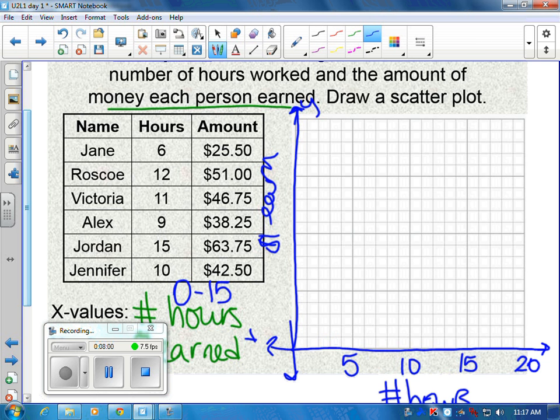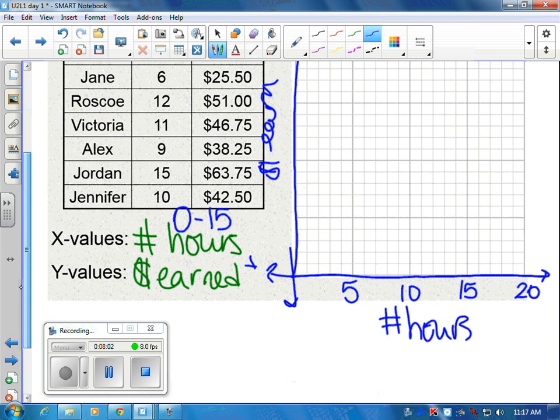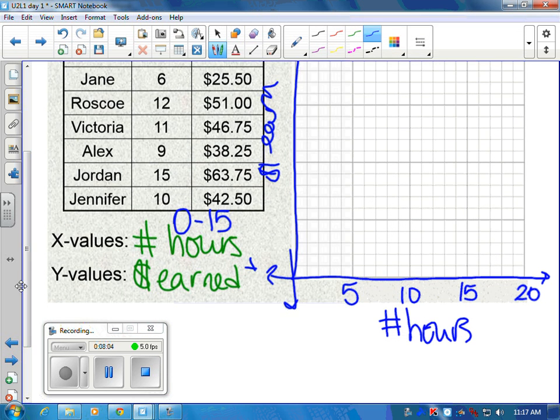Now when I start thinking about the money that I earned, what's the minimum amount of money that I could earn? Zach? 0. If I work 0 hours, I'm going to get $0. What's the maximum amount of money, Seth? $63.75. So now I need to think on my y-axis, I need to think of a scale that's going to fit all of these values onto my graph.